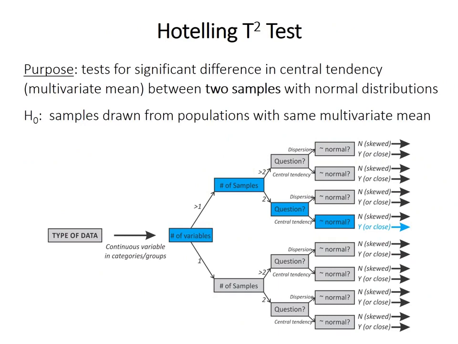It's designed to test for a significant difference in the multivariate mean between just two samples. And because it compares just two samples, it's the multivariate counterpart to the univariate t-test. The null hypothesis is that the two samples come from populations that have the same multivariate mean. The multivariate mean you can think of as a point in space defined by the means of all the individual variables. So it's not comparing each variable separately, it's comparing the point in space that's defined by the mean of all the variables together.